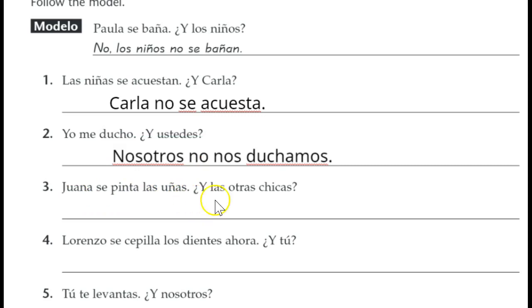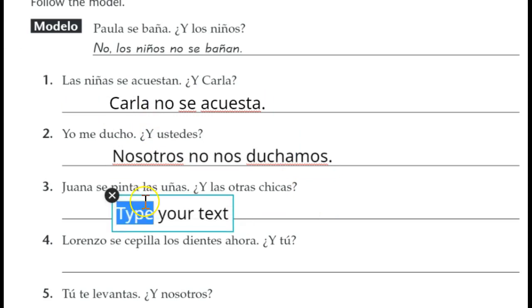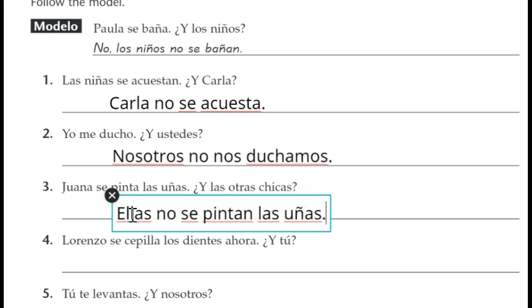Juana is polishing her nails. Y las otras chicas, what about the other girls? Well, we're going to say that they are not, right? Ellas no se, instead of pinta, we're going to say pintan las uñas. Ellas no se pintan las uñas.